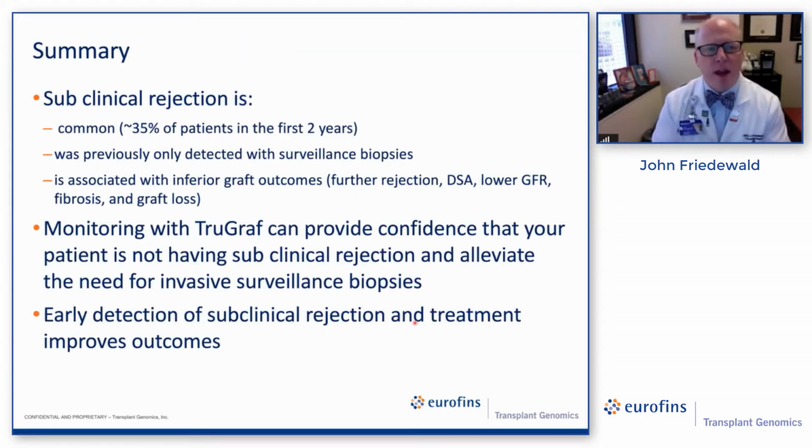So in summary, subclinical rejection is common. About 1/3 of the patients have it in the first 2 years of their transplant. It was previously only detected by surveillance biopsies and is associated with inferior graft outcomes: further episodes of rejection, development of de novo donor-specific antibodies, lower GFR, fibrosis, and graft loss. Monitoring with the TruGraf test can provide confidence that your patient's not having subclinical rejection and alleviate the need for invasive surveillance biopsies. And early detection of subclinical rejection and treatment improves outcomes.